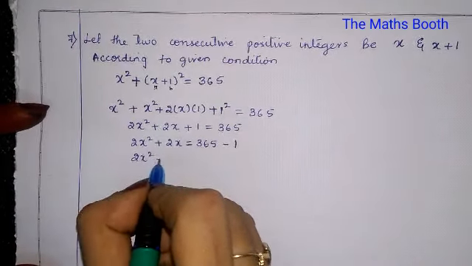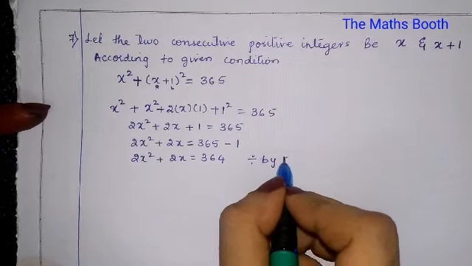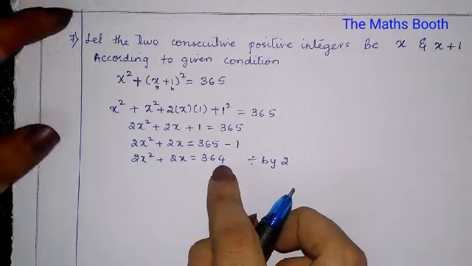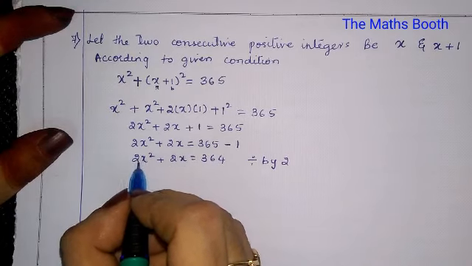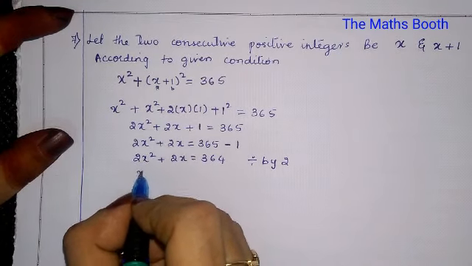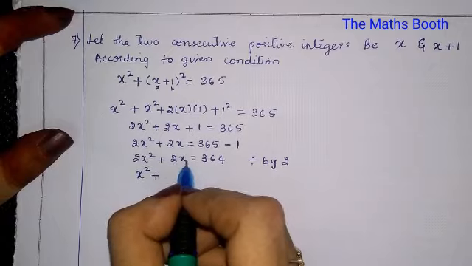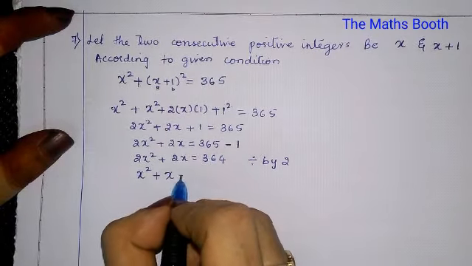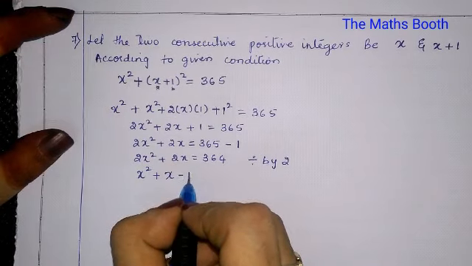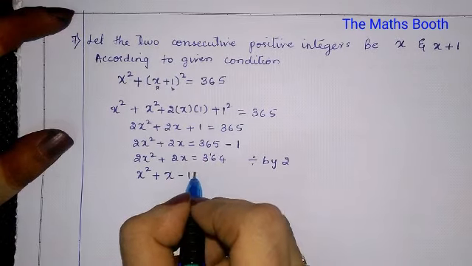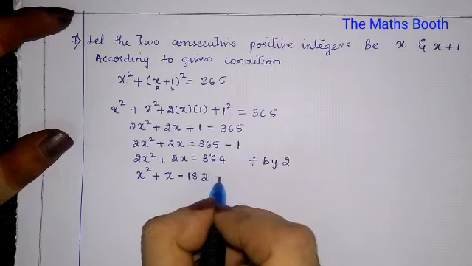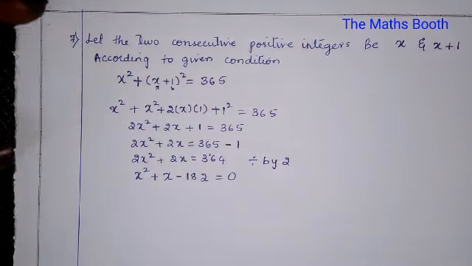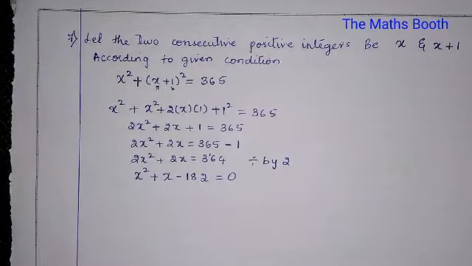Now we can see that the whole equation is divisible by 2. So 2x square upon 2 is x square, plus 2x upon 2 is x. Bringing it across, minus 364 upon 2 is 182, equal to 0. Here we got x square plus x minus 182 is equal to 0.